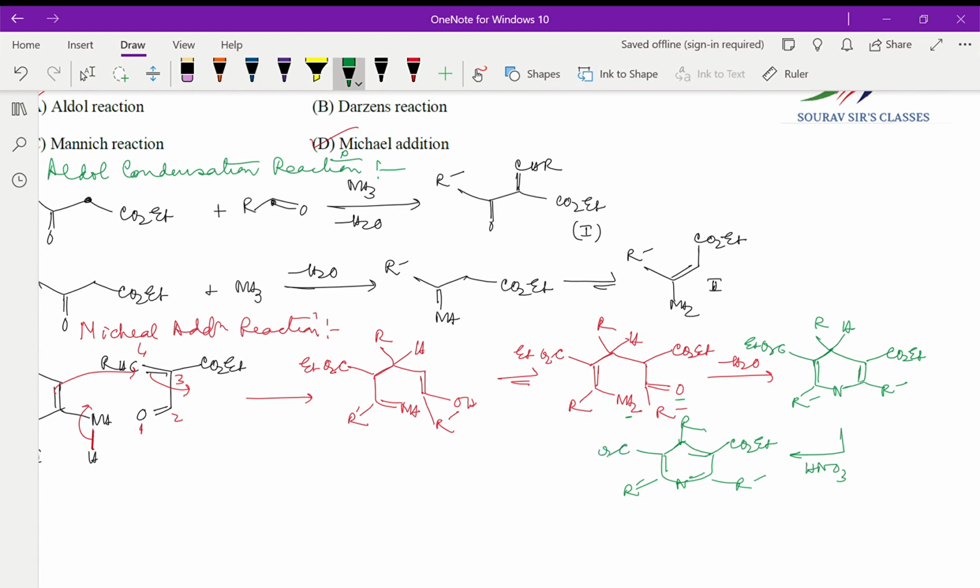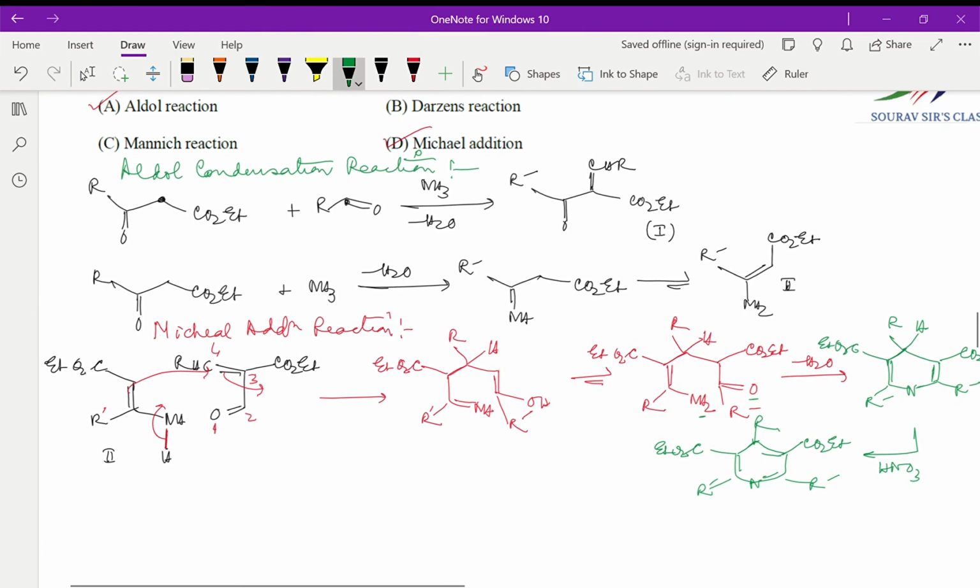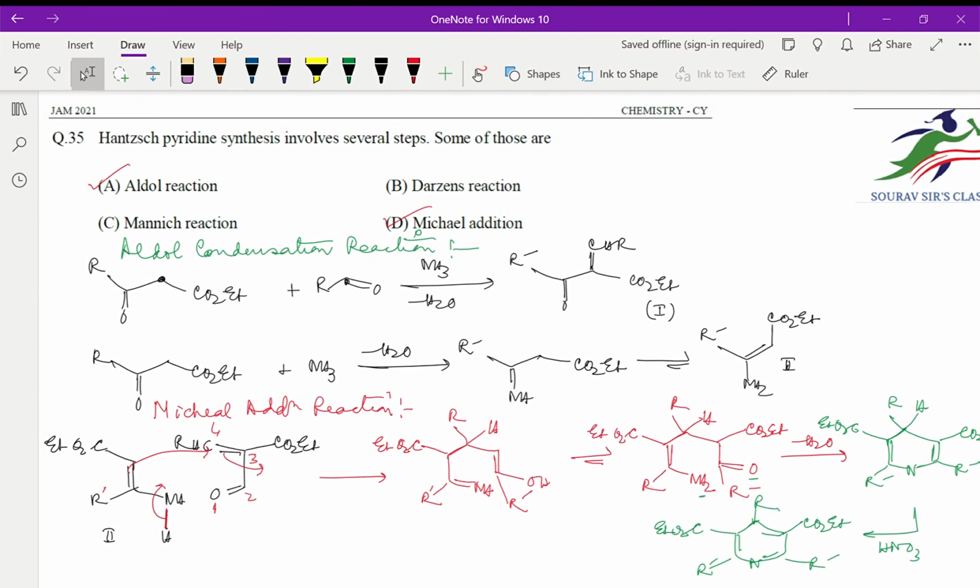Okay, so that is the entire mechanism for the Hantzsch synthesis of pyridine, and I hope that clarifies the question that you had. And our answers are going to be aldol and Michael reaction. And I have segregated the steps where the aldol is happening and where the Michael is happening in this reaction over here.